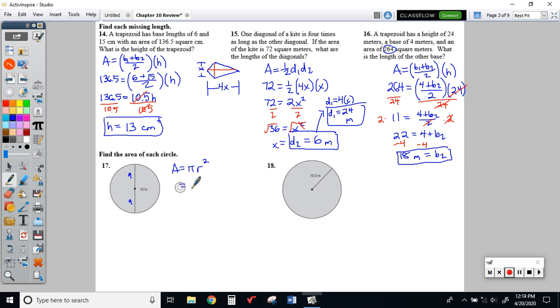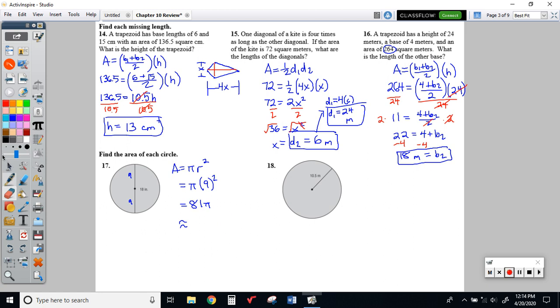Plug in what you know to find what you don't. You'd have pi times 9 squared. This would be 81 pi as an exact answer. It is saying in the directions to round this off each time, so that is 201.1 centimeters, not centimeters, 201. I'm looking at the wrong problem here. This is why I double check with my calculator.